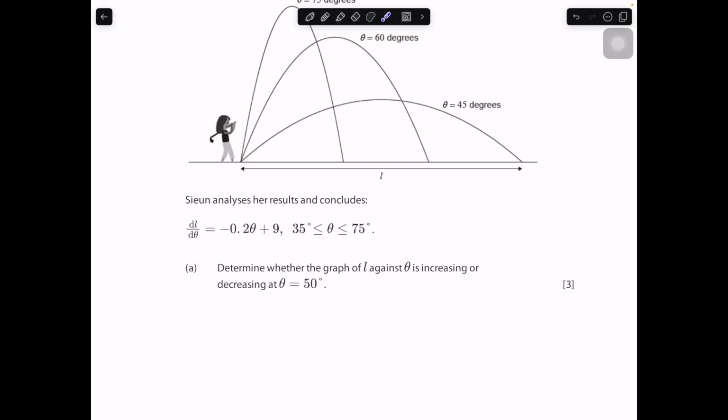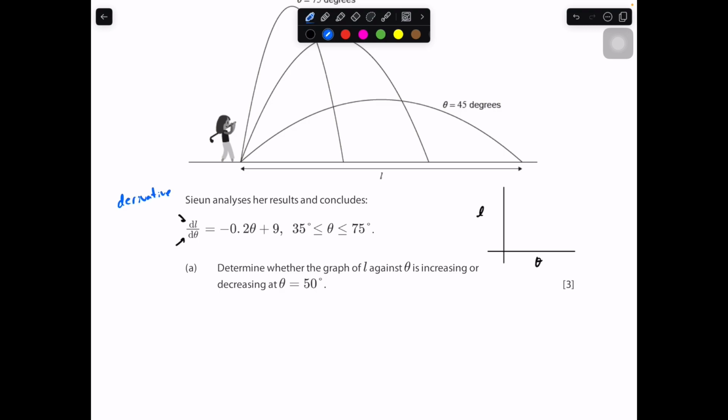So part A asks us to determine whether the graph of L against theta is increasing or decreasing at theta is equal to 50. So the graph of L against theta, this is change in length over change in theta. We don't actually know the graph of L and theta, but we do have the slope function, right? This is our gradient or our slope function because it's a derivative.